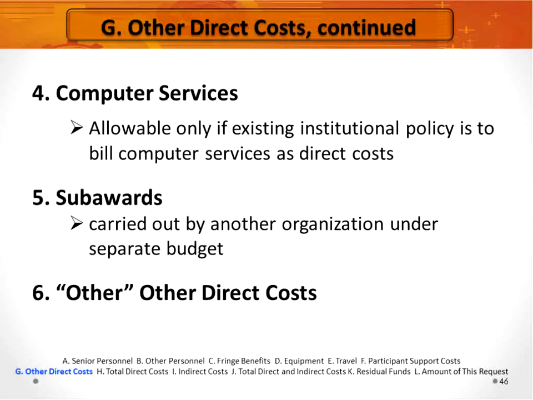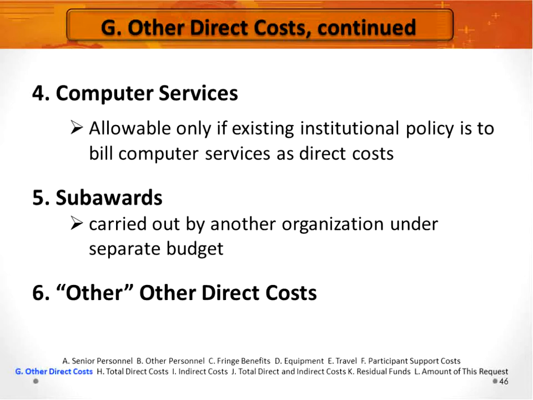Computer services. The cost of computer services may be requested only if your existing institutional policy is to bill computer services as direct costs. Justification of an established computer service rate at your institution, your organization, must be included. Computer services can include things like computer-based searches for data and other information, just to provide an example of what this category might mean. But general purpose computer equipment such as word processing should not be requested.